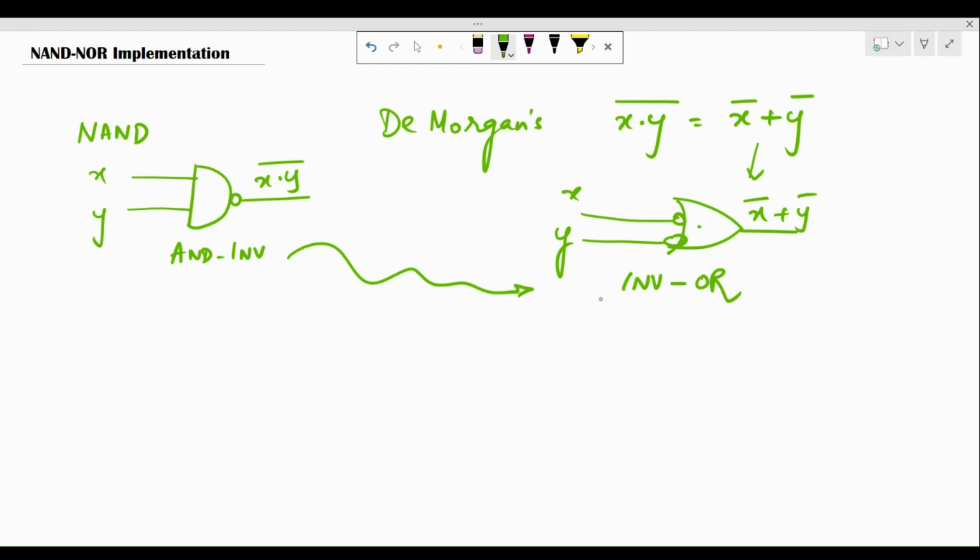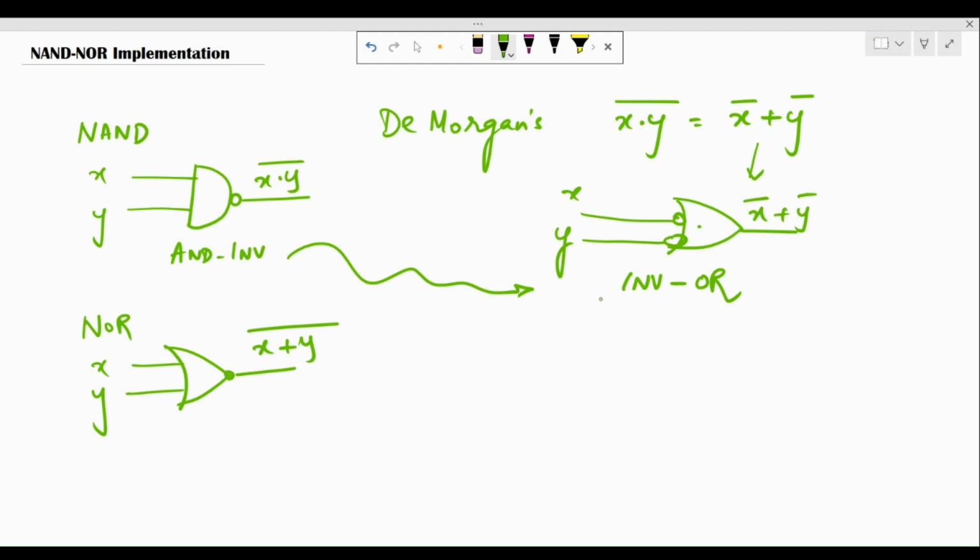Let's look at another situation. Suppose I have the NOR gate. Here we have the OR gate with an inverter at the output. This becomes our NOR gate. So that is x plus y, the whole bar.